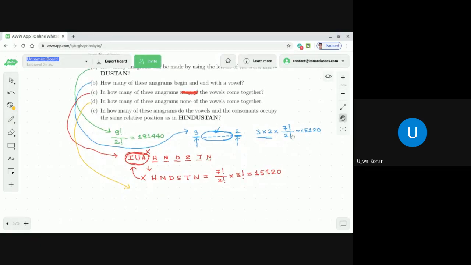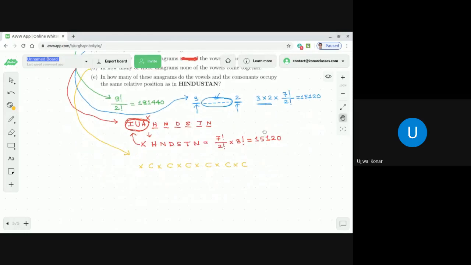Now, let's keep the consonants. How many consonants are there? 6 consonants. So, I am keeping the consonants at C, C, C, C, C, and C. Correct or not? Now, I need to keep the blank spaces between them. These are the blank spaces, correct or not? So in the C places, in how many ways can we keep the consonants? It is factorial 6 by factorial 2. Very well answered. All of you get it, right? Factorial 6 by factorial 2.